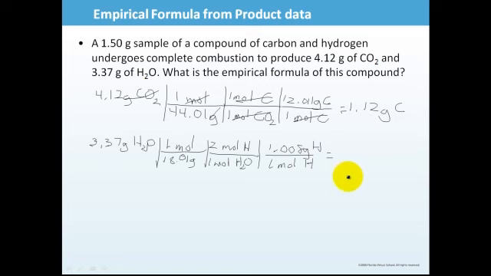Okay, so 3.37 divided by 18.01 times 2 divided by 1. We actually have a ratio this time. Times 1.008. And we end up with 0.377 grams of hydrogen.